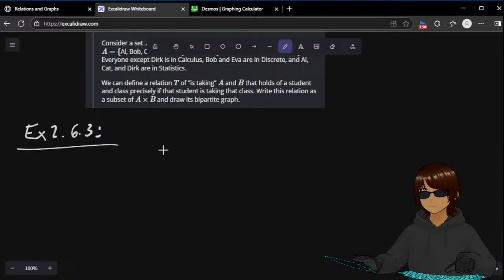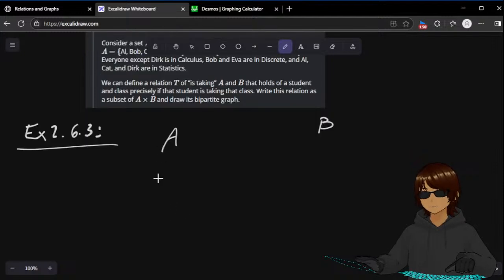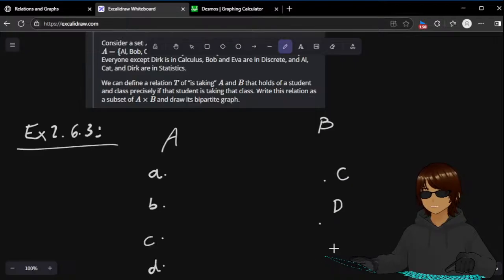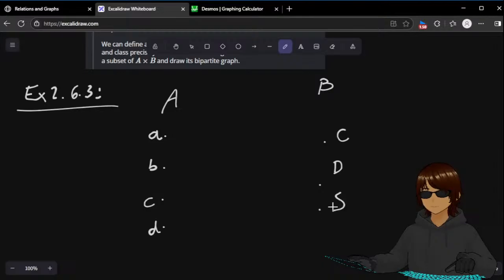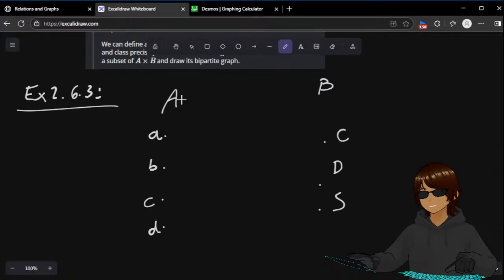So we have set A, set B. I'll just write it like vertices A, B, C, D. These are the vertices representing people. Calculus, capital C, capital D. These are the classes. These vertices are classes. We have a directed edge, so we have a pair from A to B. Everyone except Dirk is in calculus.